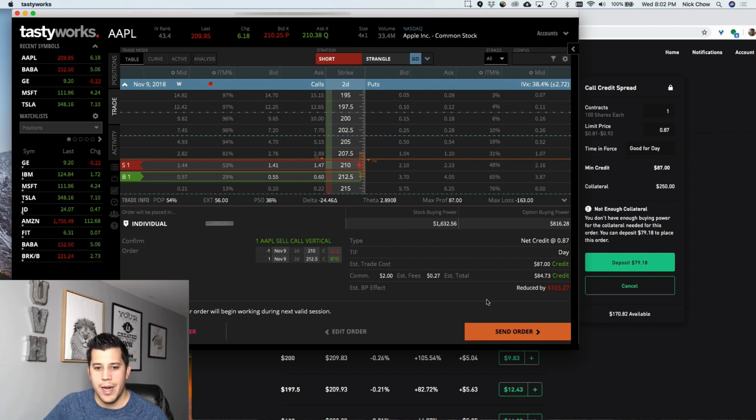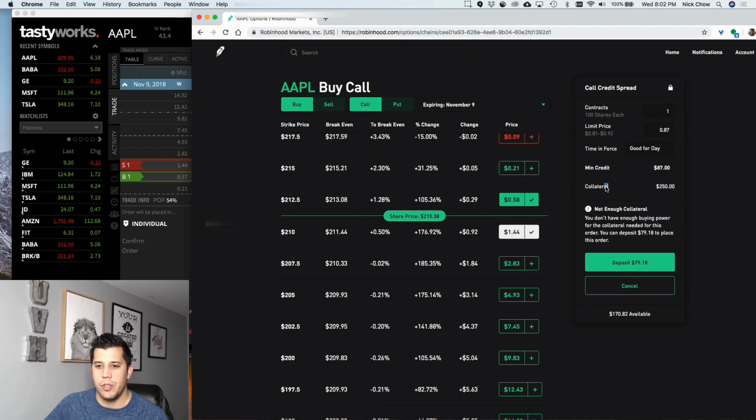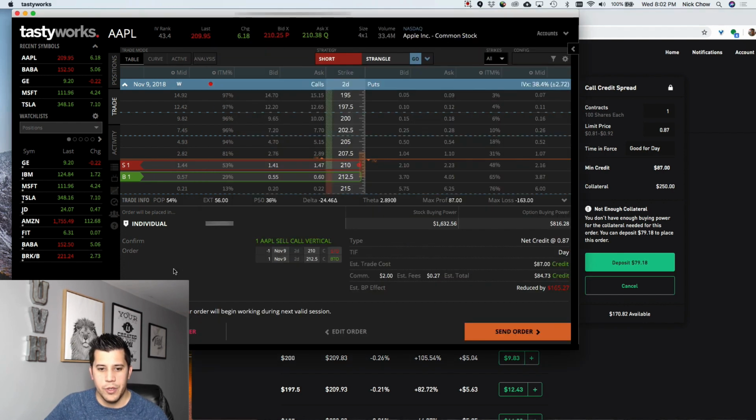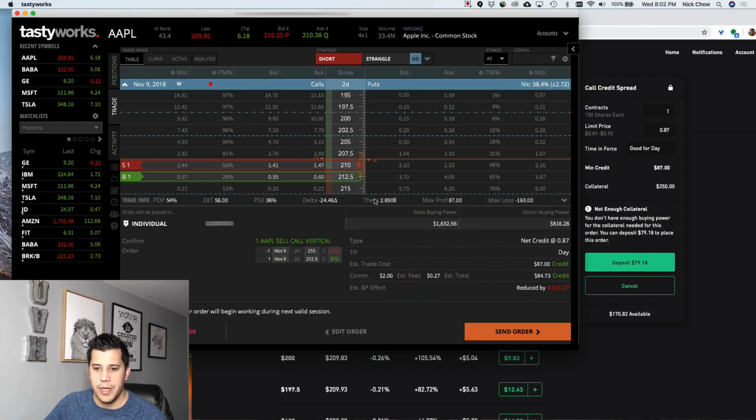And it's nice and clean to see here. Collateral, it's kind of weird. They should say buying power, because they use buying power up here. Instead of collateral, they should say buying power reduction should be 250 versus, right here, estimated buying power effect is reduced by 165. So it's very clear, and a lot of new traders don't understand what that means here. So it gets very confusing in terms of that.